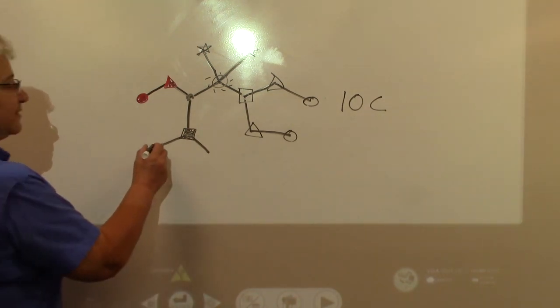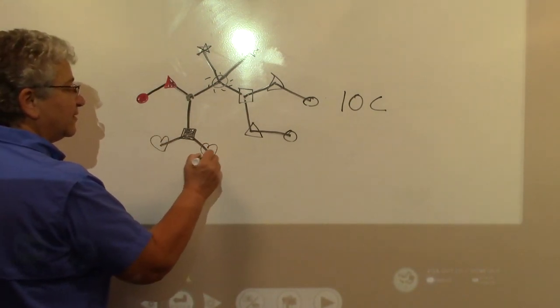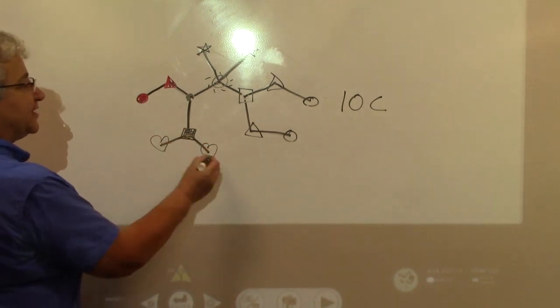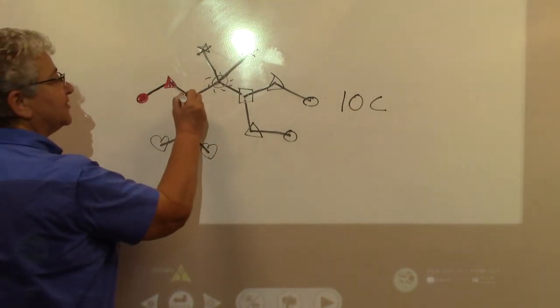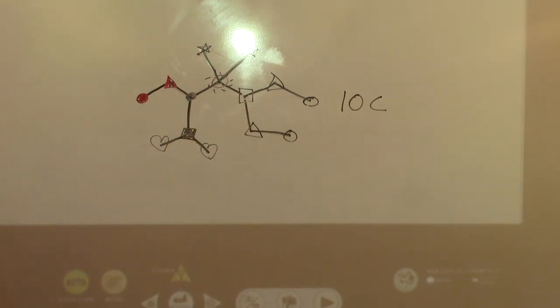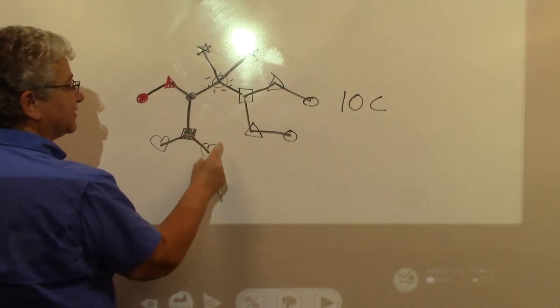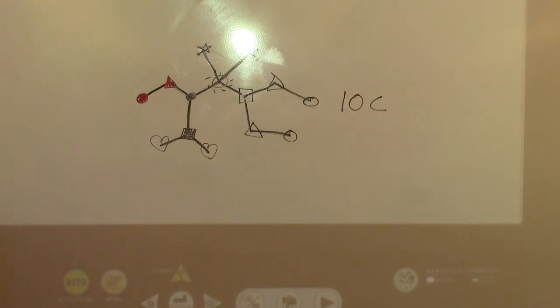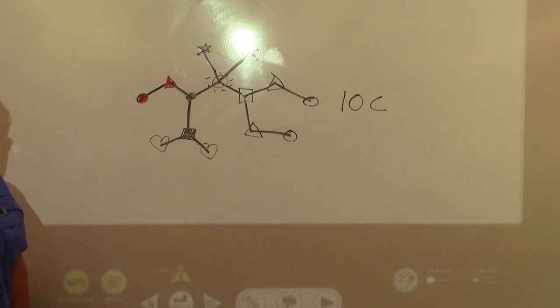And then these two are the same as each other, right? But different from those two. And then we had already determined that this one was different from that one and anything else. So, 1, 2, 3, 4, 5, 6, 7, 8, 9, 10 different carbons. Okay? So this is the type of problem that you will see on your test and quiz.